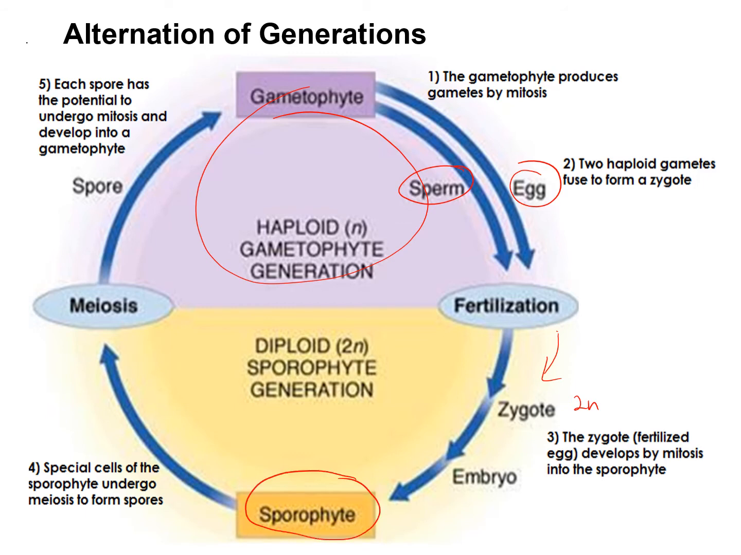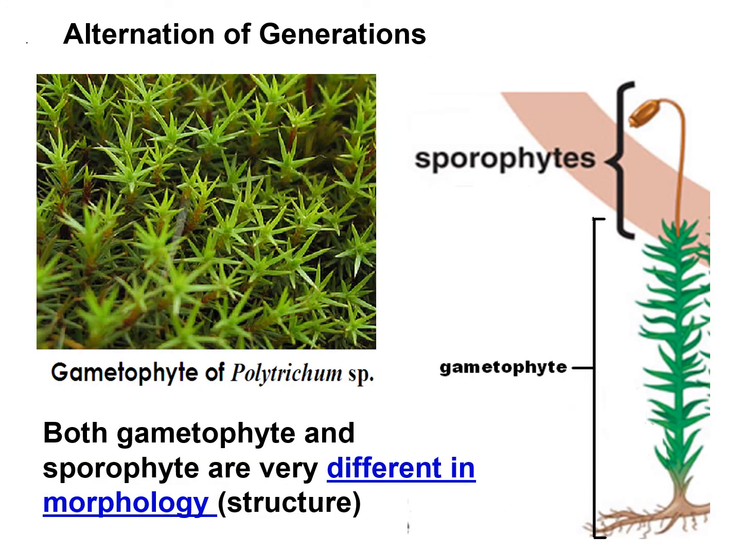The sporophyte generation then will undergo meiosis because sporophyte generations are diploid. So diploid undergoes meiosis, of course it will produce haploid spores. Both gametophyte and sporophyte are very different in morphology. The structure is visible to our own eyes.